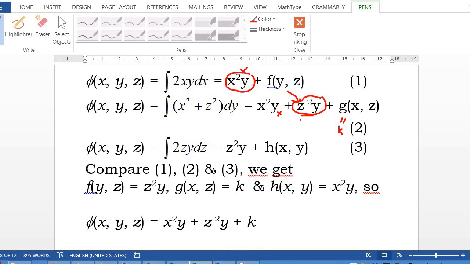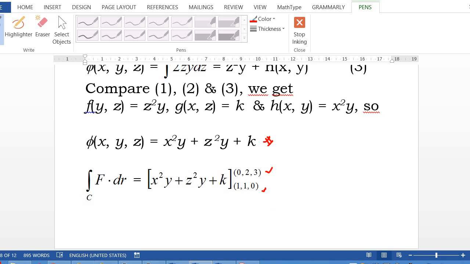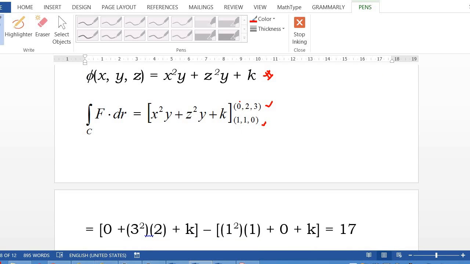Because this one, when you look from here, g(x, z), this one is actually here, similar. So that's why the answer is x squared y plus z squared y plus k. Yeah. This is phi. Then we can use phi to evaluate the line integral. Bottom is the starting point. Top is the ending point. And then evaluate it like you evaluate the integral.